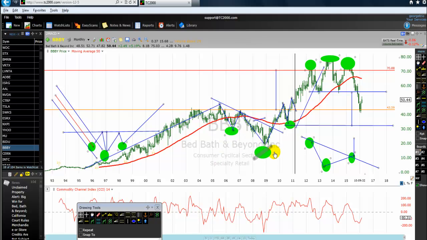The left-hand side shoulder and the right-hand side shoulder being equal. What do I mean by that? You can see here that in my drawing, this is the left-hand side shoulder and this is the right-hand side shoulder. This is the head here. But in this drawing, you can see that we have the left-hand side shoulder and the right-hand side shoulder being equal at the same price level.